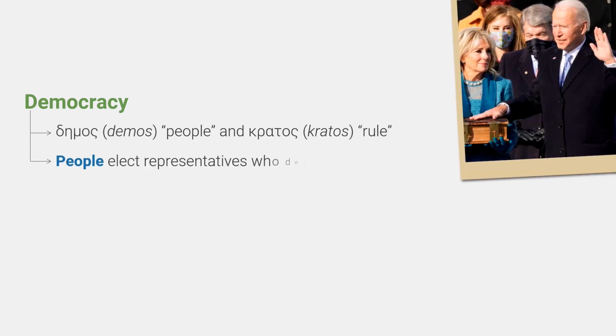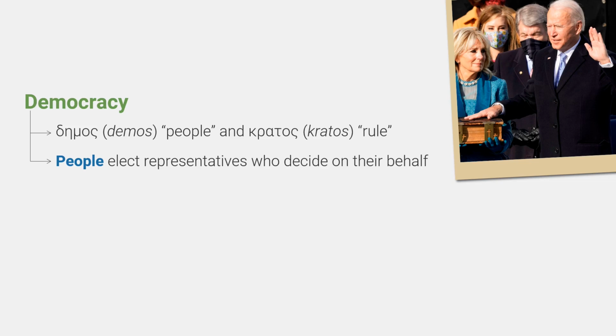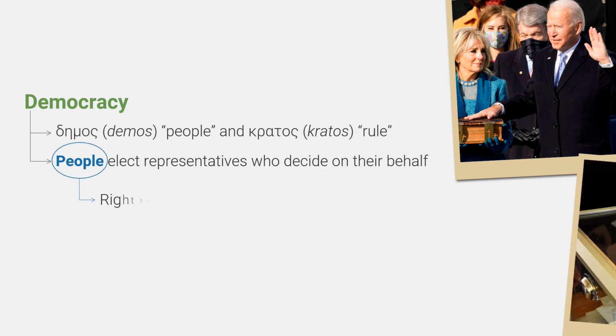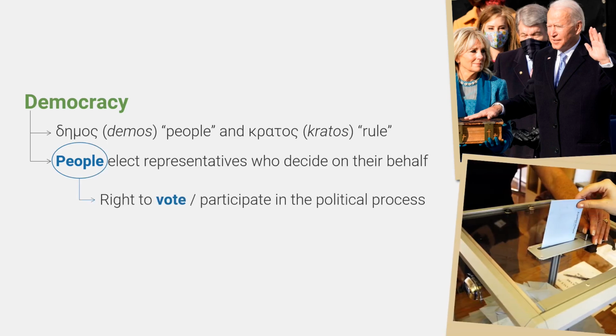Democracy. The word democracy comes from the two Greek words demos, which means people, and kratos, which means power or rule. Democracy, therefore, literally means power or rule of the people. Democracy is a form of government in which people elect representatives to make decisions on their behalf. Power in a democracy, therefore, is ultimately with the people. They have the right to vote and participate in the political process.